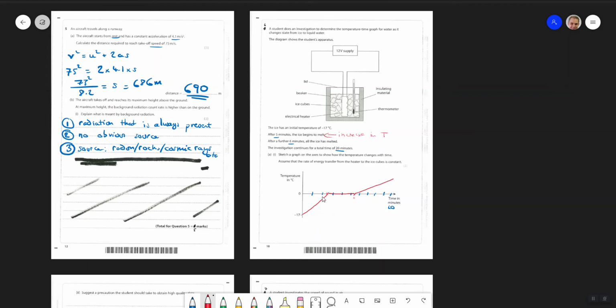So there is a mark for this first bit here, that you've got something that rises steadily, and you've got to label up all these things, so 2, 4, 6, 8, 10, 12, 14, 18, and 20. So you get a mark for that, and then you get temperature of 0 for 5 minutes, and then you have it there. So that's our 3 marks.